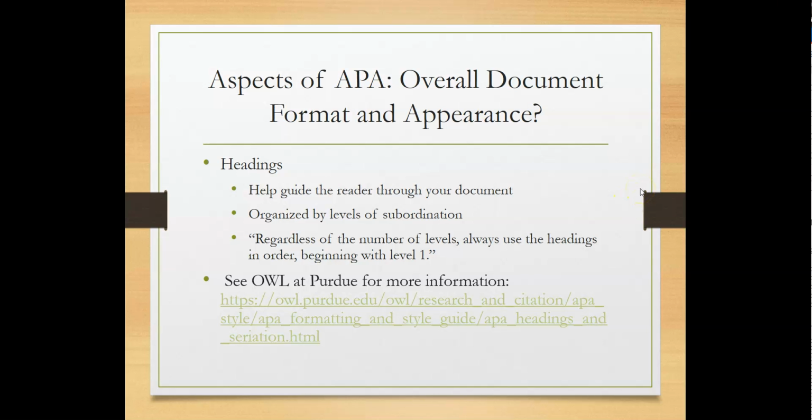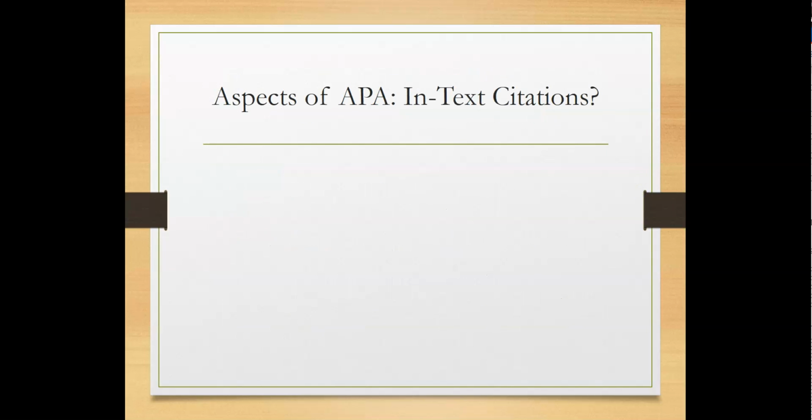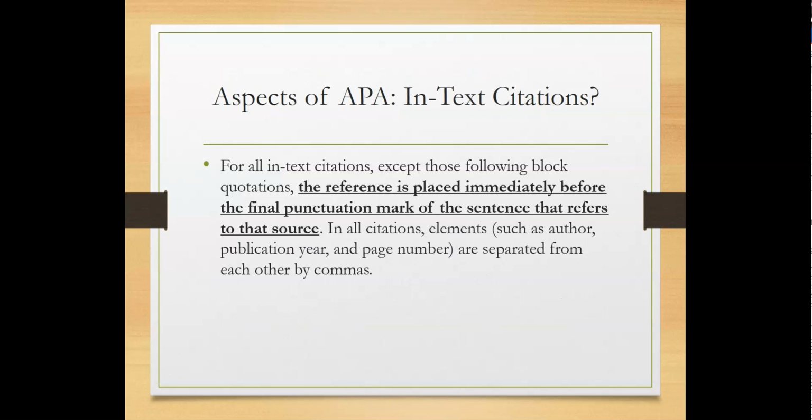Okay, so that wraps up everything with overall format and appearance. Now I want to talk a little bit about in-text citations. In-text citations are really important because as a reader, you're reading throughout a paper, you read material that is not original to the author of the paper, whether it's directly quoted or paraphrased. It's good for you to be able to see when that's done, and you can see when that's done because you'll see that in-text parenthetical citation.